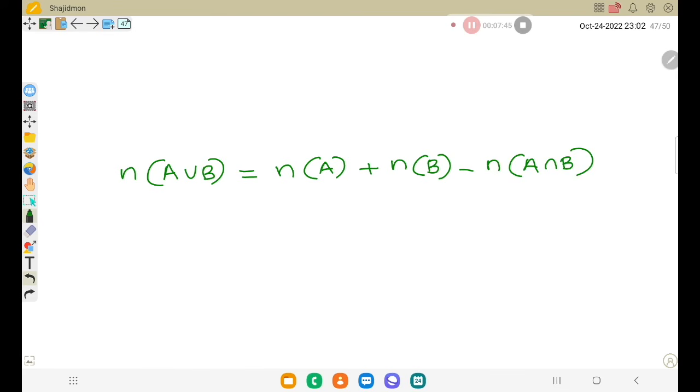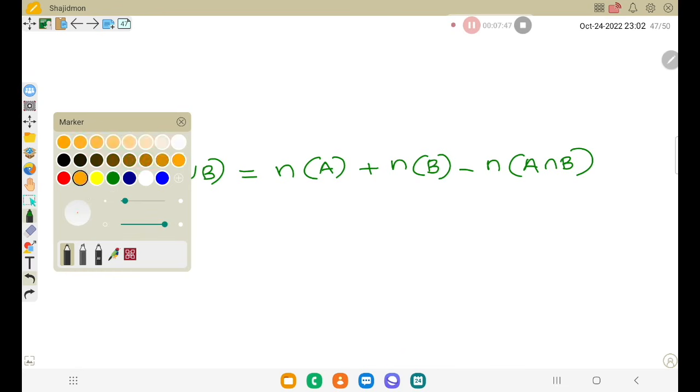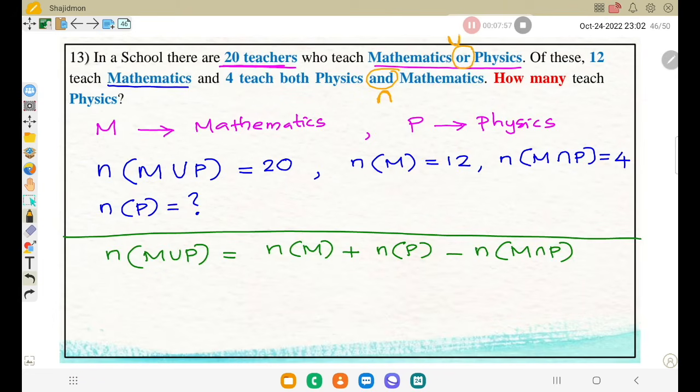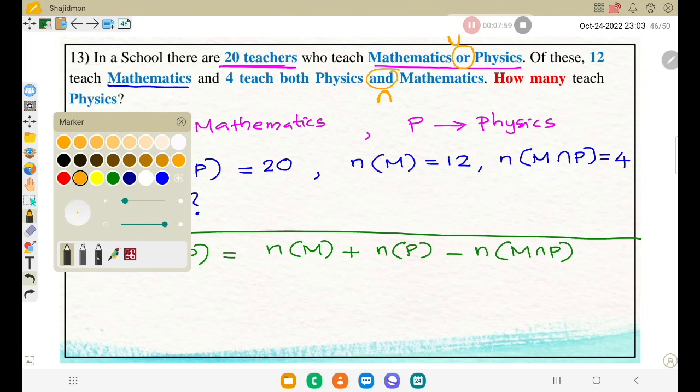We studied like this, number of A union B equal to number of A plus number of B minus number of A intersection B. Okay, this was the rule we have studied in this section. But here instead of A, you can use the mathematics teacher. B means the physics teacher. Okay, that change will be there. Now you can see the numbers one by one.